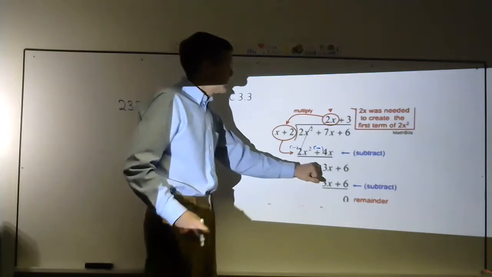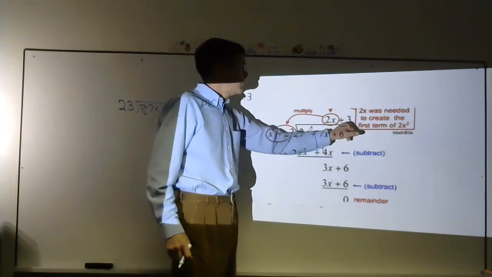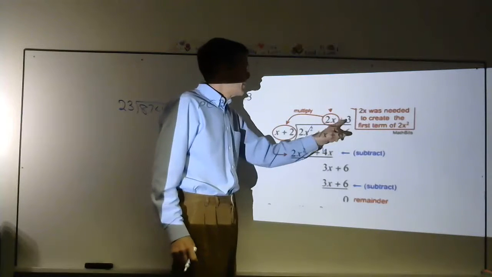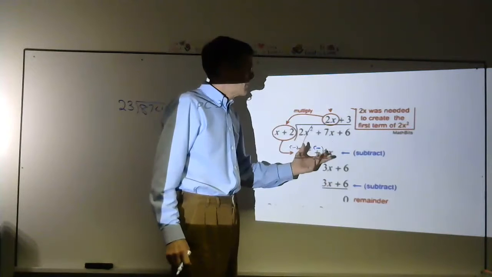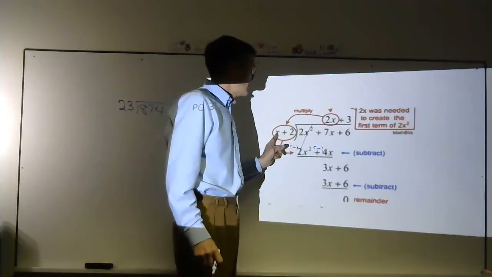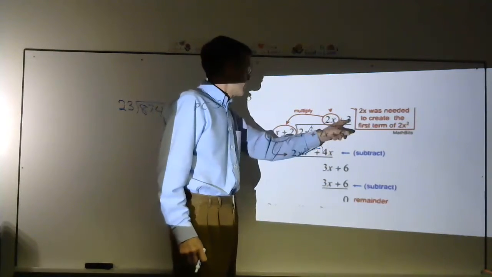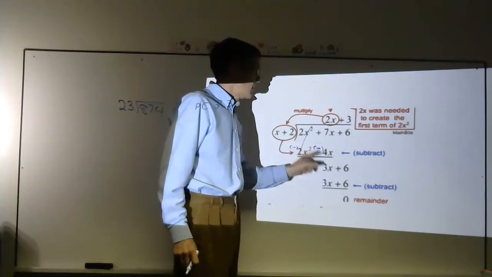How many times does x go into 3x? It goes 3 times. Why is it 3? Because you need 3 times x to get you 3x. That's what you should be thinking of. What do I put up there to take times x to get that? So 3 times x is 3x, 3 times 2 is 6.